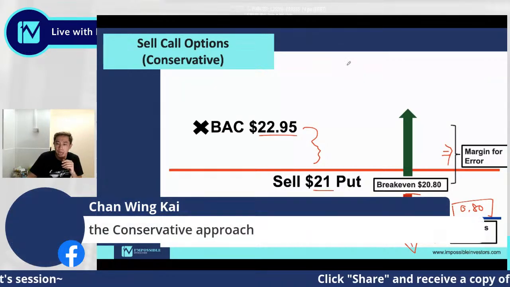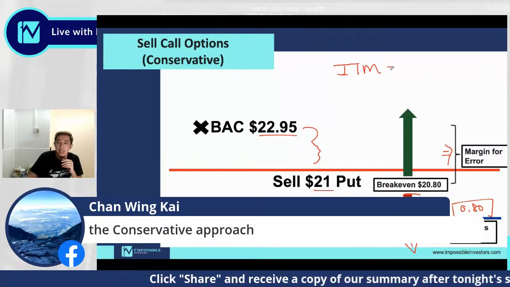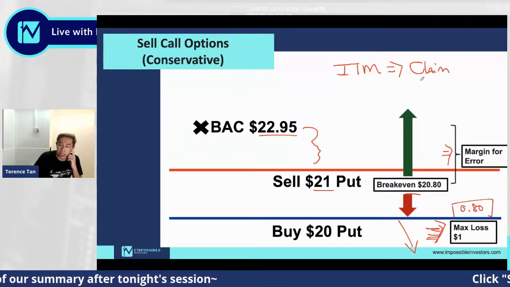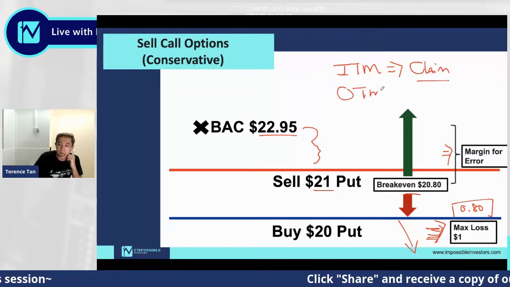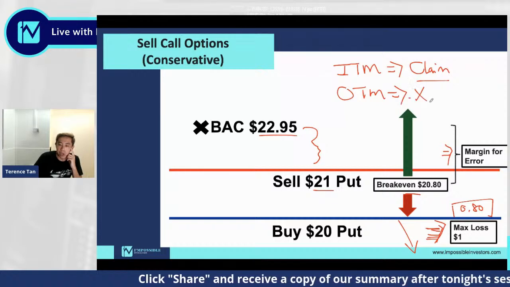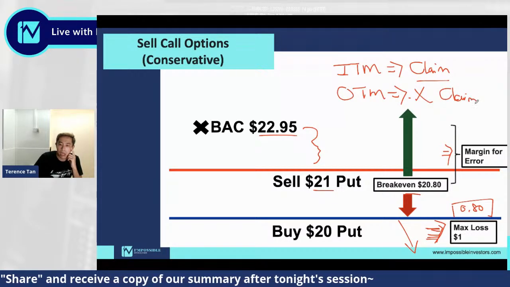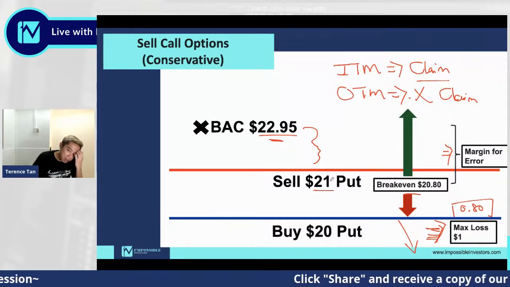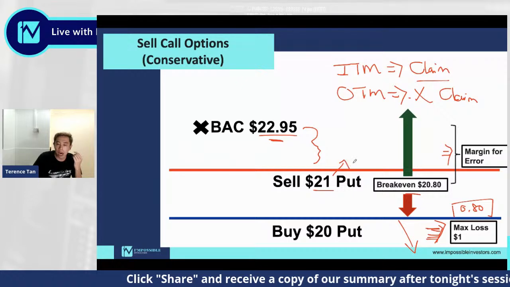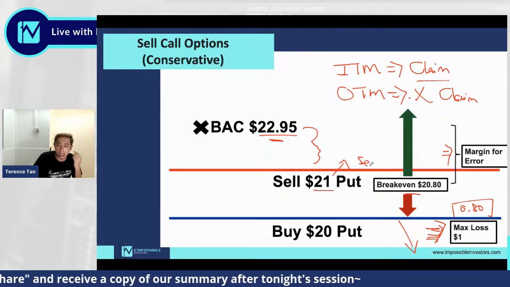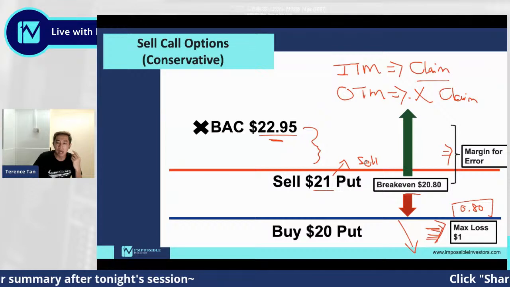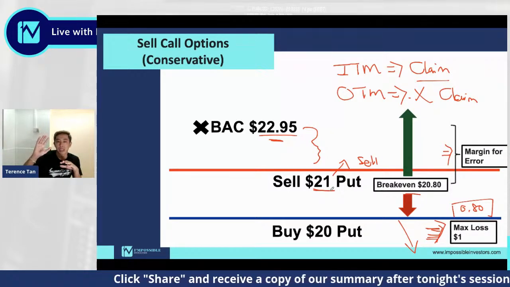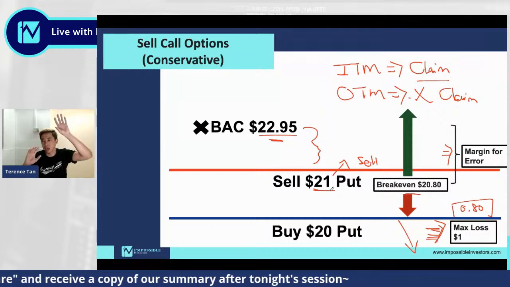I'm just going to write it out on the screen. Now, when anyone tells you that the option is in the money, that means there is a claim value attached to the option. So when people say it's out of the money, it simply means that there is no claim value attached. Now, looking at this right now, the stock is sitting at 22.95. The customer has the right to sell the stock to us at $21. So the customer can sell it at $21, but the stock is right now still above that.